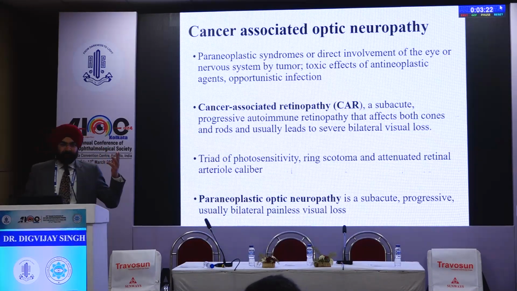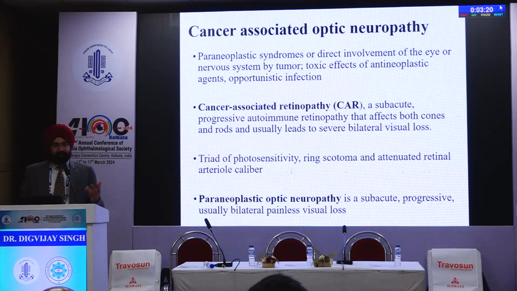Rarer optic neuropathies, and I see these sometimes in the multi-speciality hospital, could be cancer-associated neuropathies. These are paraneoplastic syndromes that are happening. Also, there could be associated maculopathies, and these again need to be recognized in the line of the background of the disease that they're actually in.